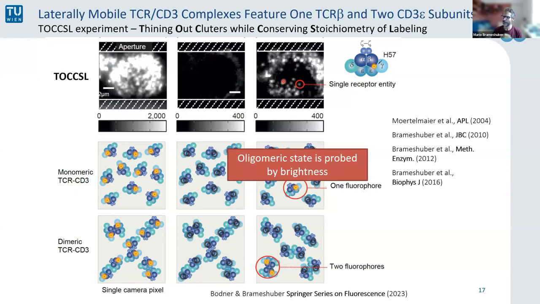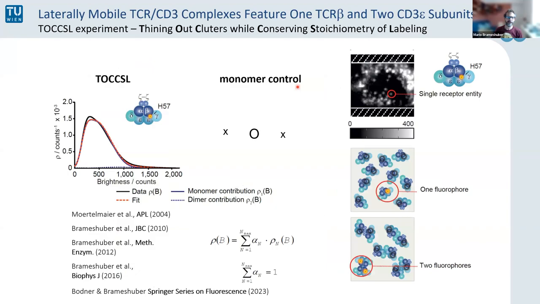And you have a sensitive detection system. So to show you what comes out, in a typical TOCCSL experiment, you collect hundreds of these images, not just a single one, but hundreds of these images from different cells. And what you basically calculate is a histogram. You calculate a histogram of brightness values, and this is shown here in this diagram. On the x-axis you see the brightness.